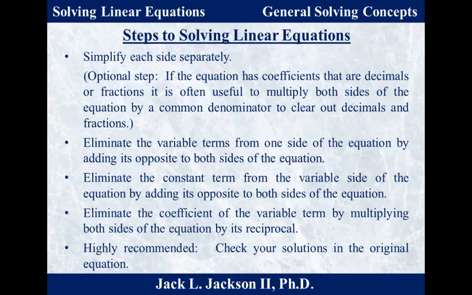So we can eliminate the variable terms from one side of the equation by adding its opposite to both sides of the equation. And then we can eliminate the constant term from the other side, the side with the variables, by adding its opposite to both sides of the equation. Eliminate the coefficient of the variable term by multiplying both sides of the equation by its reciprocal, and then you're done. And actually, if it's a linear equation, if you don't make any mistakes, it will check. You will not introduce any extraneous solutions because we've only used one-to-one functions in our steps. But it's highly recommended that you check your solutions by plugging them back into the original equation.